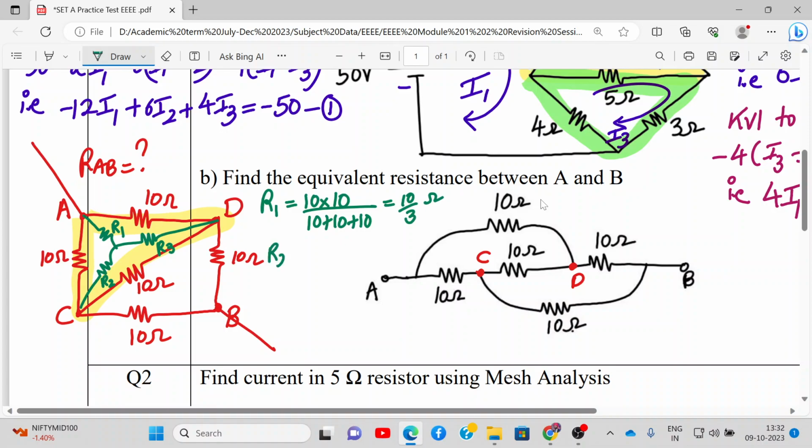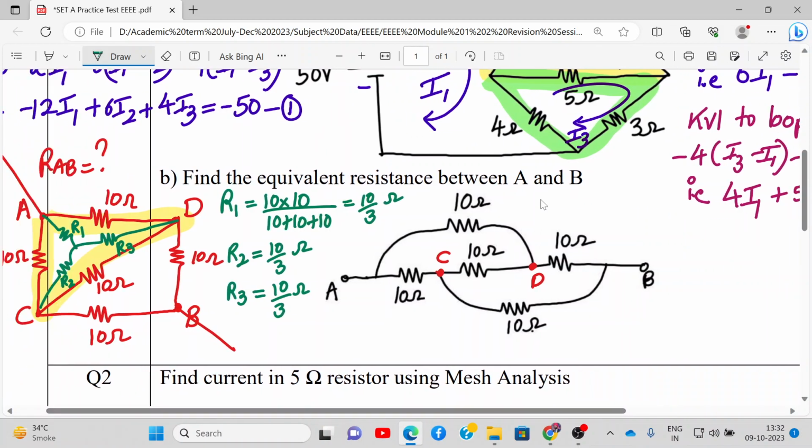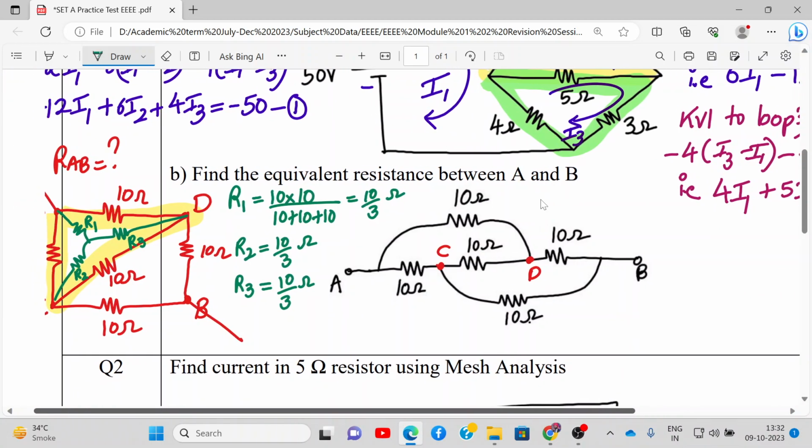All right. Similarly, R2 is over here. So adjacent resistance multiplication, that is 10 into 10 divided by 10 plus 10 plus 10. So that also will be 10 by 3 ohms. And R3 also will be 10 by 3 because all the resistances are the same. All right. Now let me redraw the network over here and find the value of RAB.